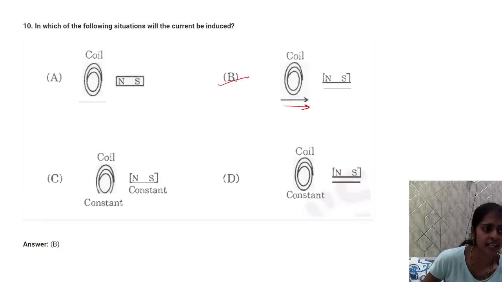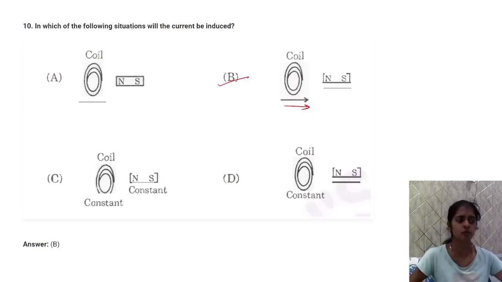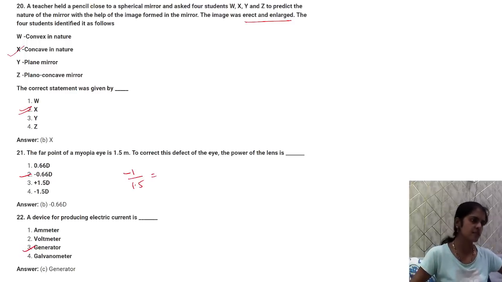See, when the coil is moved towards the north and south pole. So here in A, C, D, there is no movement. In B, there is a movement. Arrow mark is shown. So when there is a movement, only the flux will change and current will induce. Let's look at the next paper.